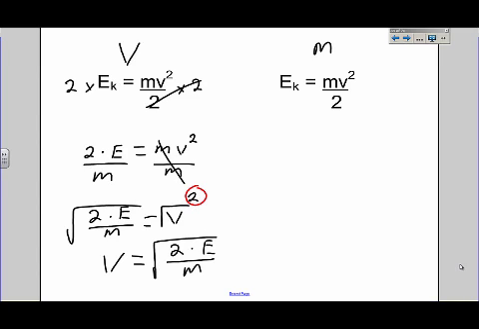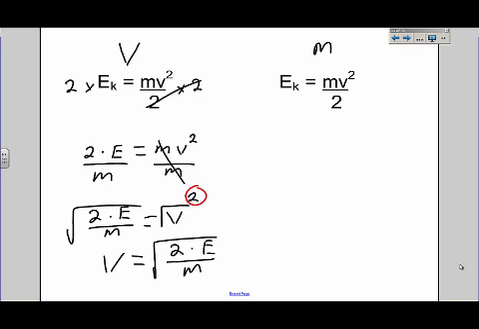So the formula to solve for speed looks like this. The square root of 2 times your energy divided by mass. And again, in this case, after you've put your numbers in, please do your multiplying and dividing first, and then square root your final result. Now, if you're trying to solve for mass, you're going to rearrange it the exact same way.